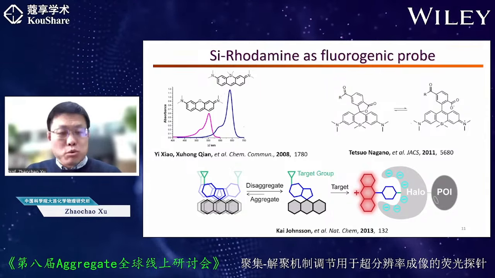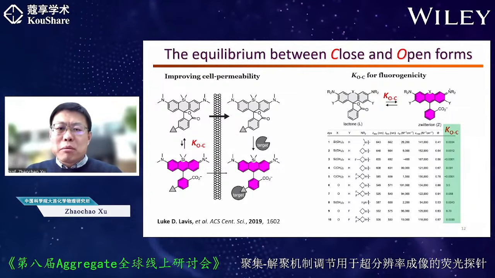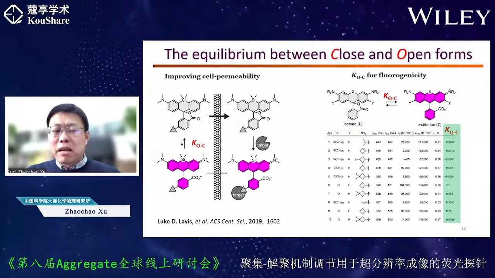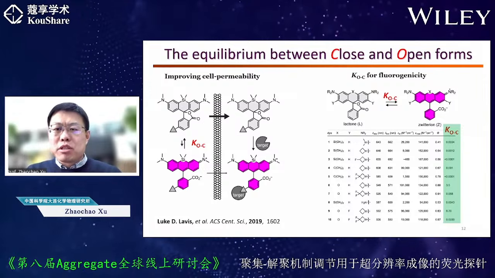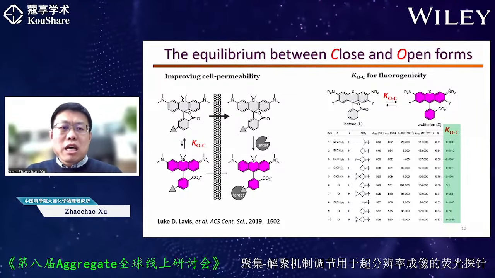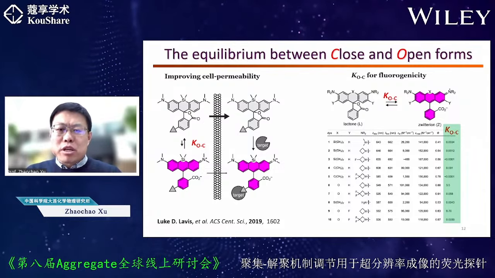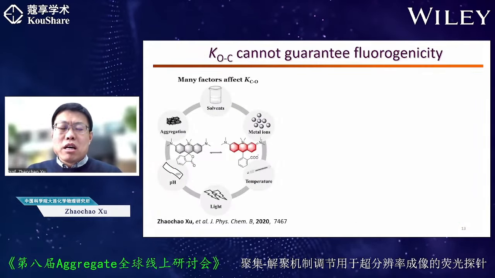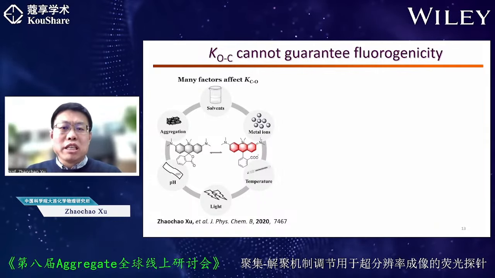And subsequently, Professor Lavis discovered that the closed spiral ring structure formed by rhodamine aggregation contributes to the probe's cell membrane permeability. They also proposed using the ratio of open ring and closed ring structures to quantitatively evaluate the probe's fluorogenicity. As shown here, a higher ratio of open ring structures correlates with better selectivity in fluorescence labeling within cells. However, such fluorogenic probes can generate significant background interference.